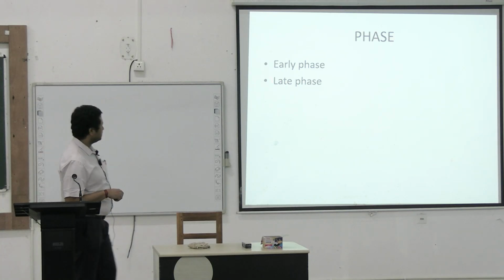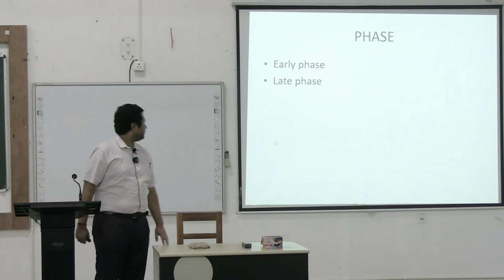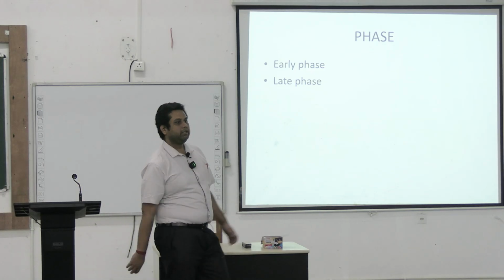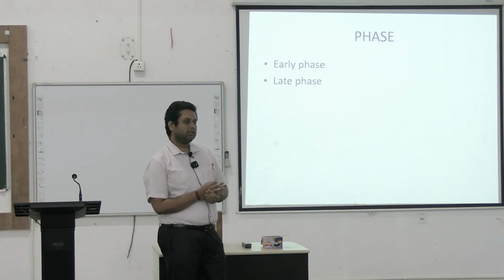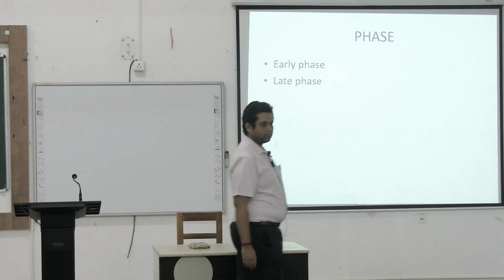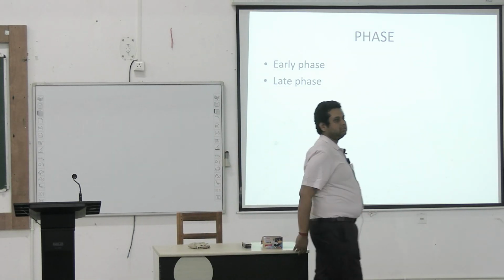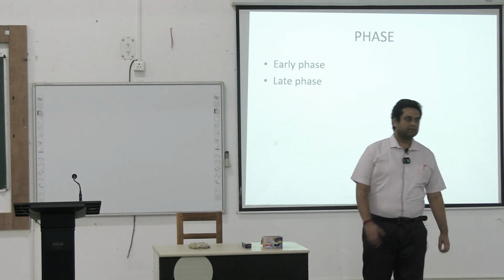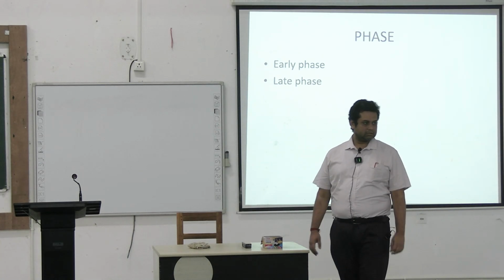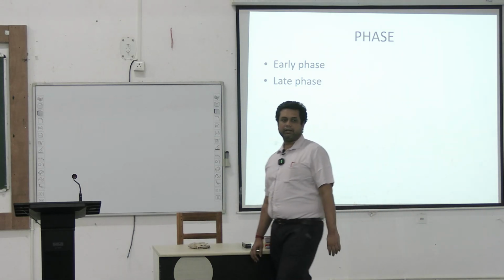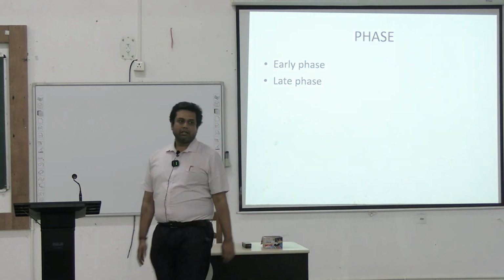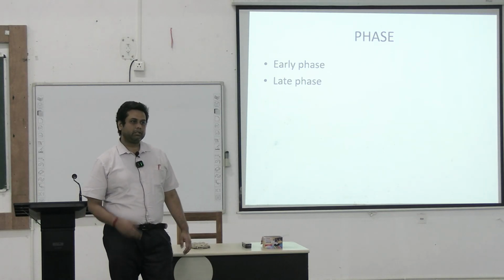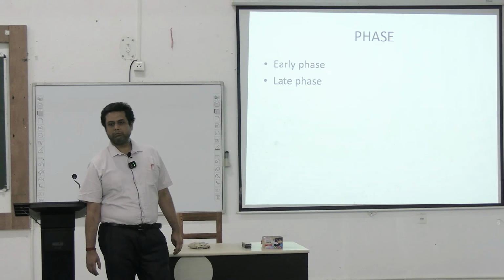So phases, there is an early phase and a late phase. The early phase is when the allergen gets into the system. What happens? The macrophages engulf it and they send out signals. That is the early phase. And the late phase is when inflammatory cells are being recruited. When the inflammatory cells are recruited, they start to produce inflammatory mediators.